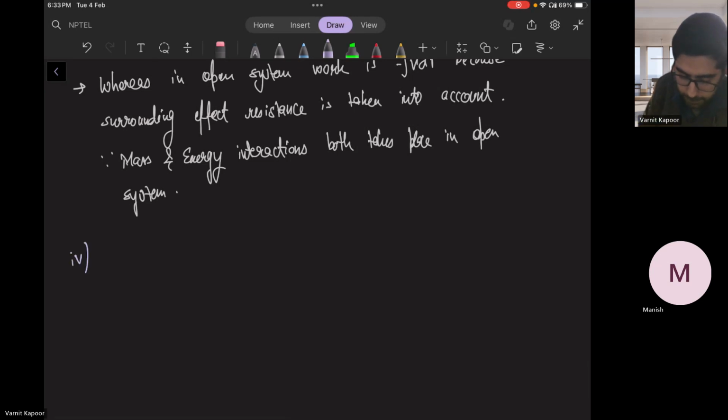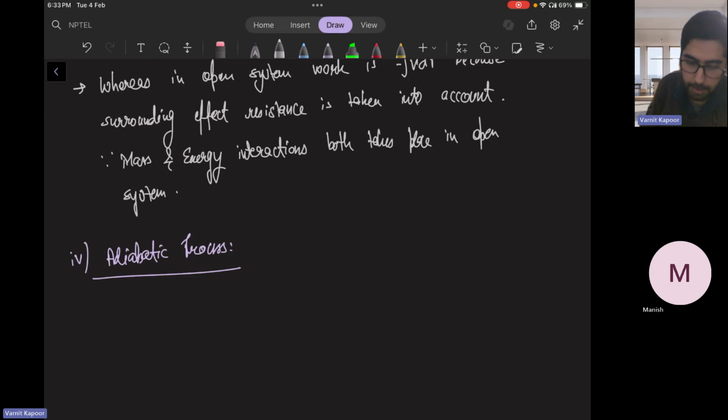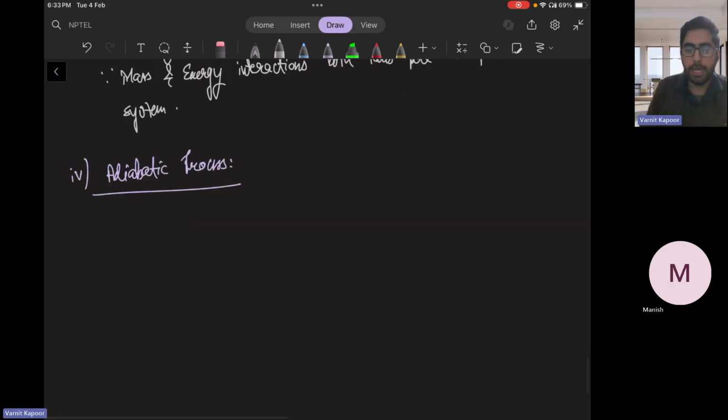Fourth, the adiabatic process is that process in which there is no heat interaction between system and surrounding. We'll come to the definition of heat. Okay, don't worry. So far we are dealing with work. So let me first finish with work.